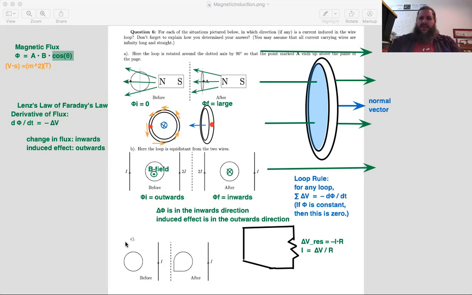And again, we can use the right-hand rule in the same way. Point your thumb in the outwards direction and curl the fingers of your right hand. The curl of the fingers should tell you the direction current is flowing. In fact, it looks like this will be the same as the previous one, since we have the same outwards induced effect. So that'll be counterclockwise current. Any questions on that so far?